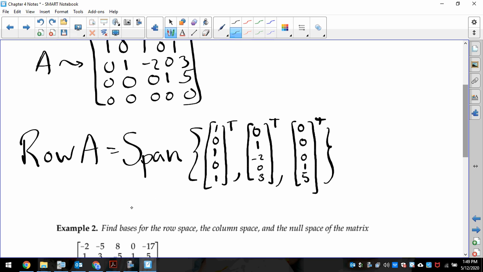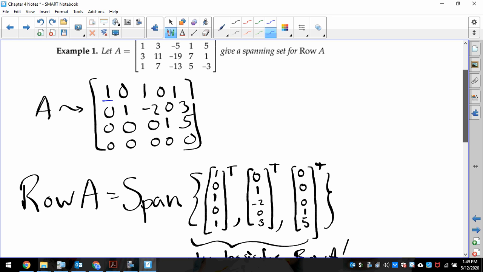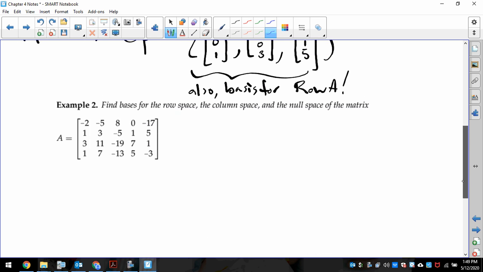So notice this is the minimal spanning set. So this is also a basis for row A. These are linearly independent rows. Remember, row operations do not change the row space. So these vectors form the row space, so these are the basis for the row space. And notice we have 1, 2, 3 pivots. So let's go ahead and answer the next one here.